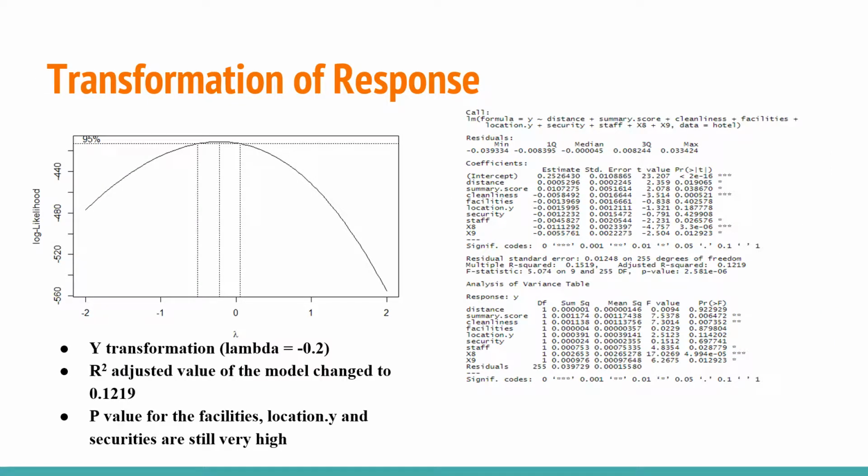Since we figured out that our model is right-skewed, we conducted the Box-Cox transformation analysis for the response variable. As the left graph shows, the best lambda value seems to be around negative 0.2. After the Box-Cox transformation, we found the ANOVA table of the model and noticed the adjusted R-squared value of the model changed to 0.1219, an improvement of 0.0204. For all the explanatory variables, the p-value decreases, which means they are more correlated with the response variable. The p-values of facilities, location, and security are still very high. Therefore, we decided to drop these three variables.